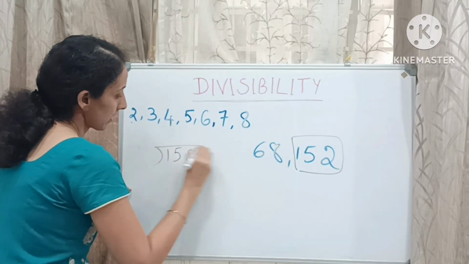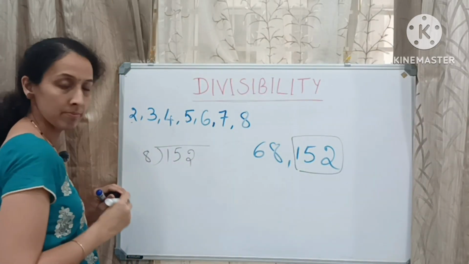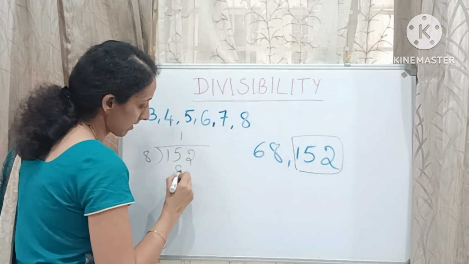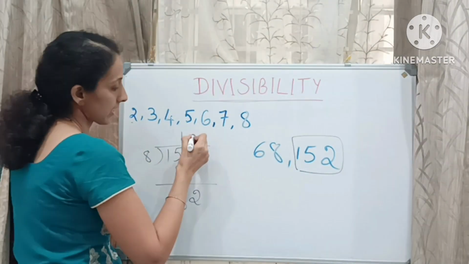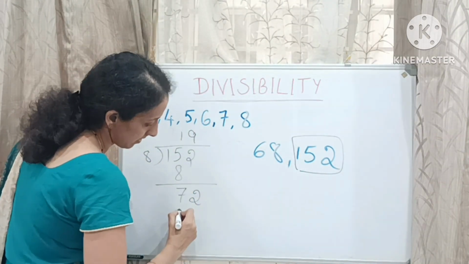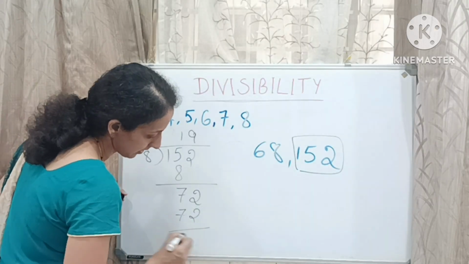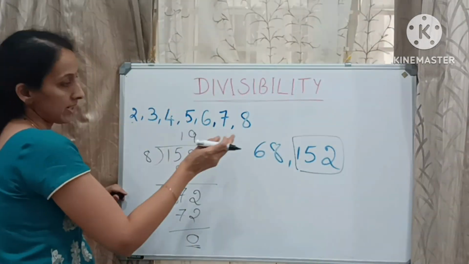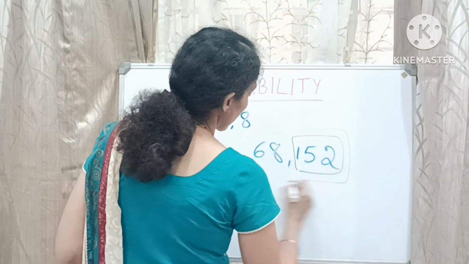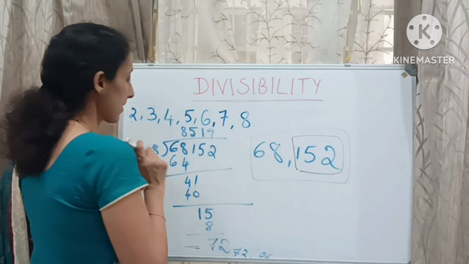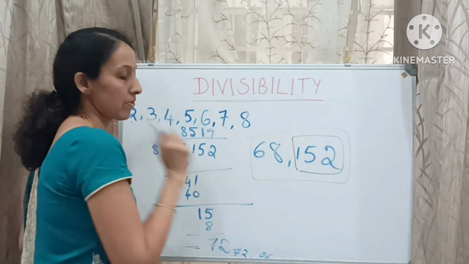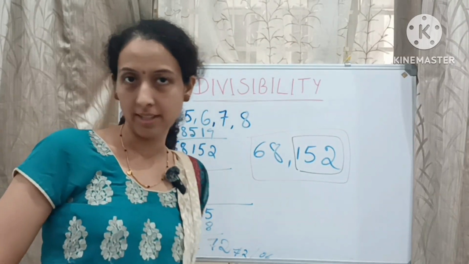152 divided by 8. 8 ones are 8. 72. 8 nines are 72, leaving the remainder 0. That is why this entire number is divisible by 8. Let us confirm it. This number 68,152 is fully divisible by 8.